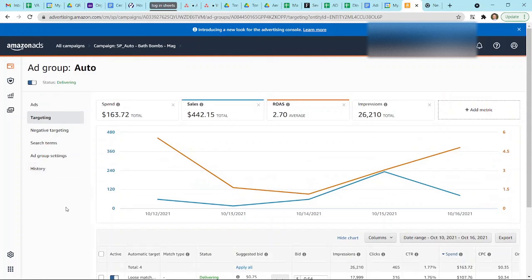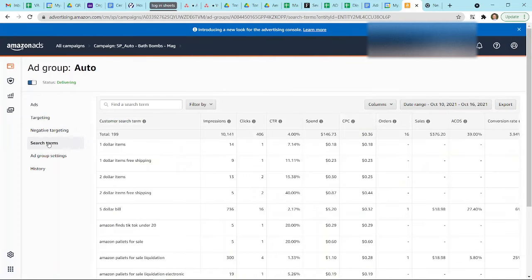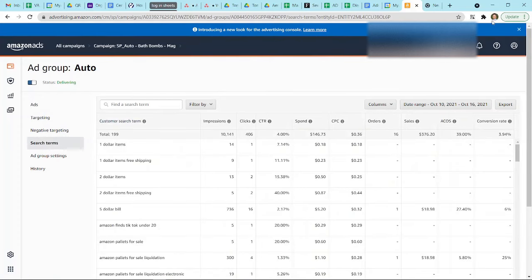So with an auto campaign, if you want to see what's actually winning and losing, you need to go to the search terms report, which is right here. In Seller Central, you can also find that in your advertising reports, which at a macro level is another really valuable tool to garnering data.